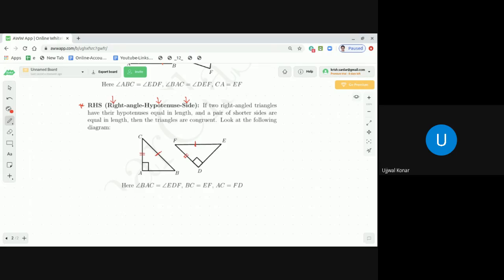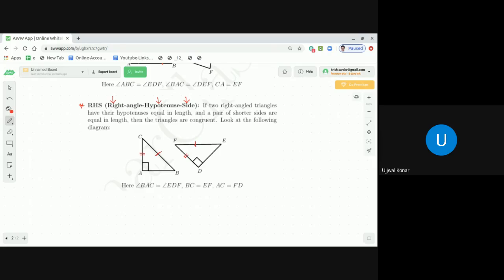It may be that instead of AC equal to FD, you have the information that AB is equal to DE, then also you can say they are congruent. And obviously when they are congruent, you can conclude that AB is equal to DE. So what I wanted to say, dear students, is that in right angle hypotenuse side congruency, if the two right angle triangles have their hypotenuse equal in length and a pair of shorter sides equal in length, then the triangles are congruent.